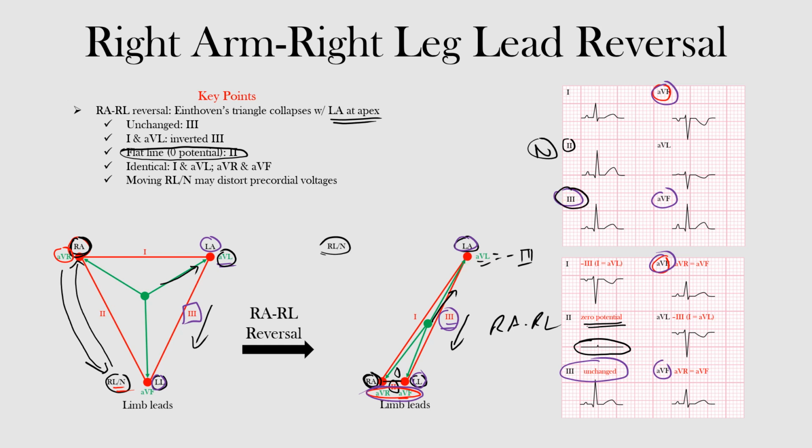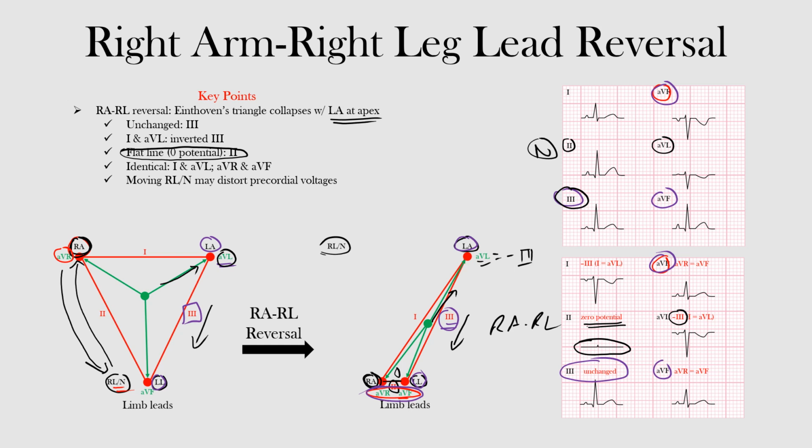So here's lead 3, okay? And here's AVL. We're saying that AVL and lead 1, okay, are pretty much identical. And notice that here is an inverted lead 3. Okay, so hopefully that makes sense. So we said that lead 1 will now essentially be going in the opposite direction to lead 3, and therefore lead 1 will be an inversion of lead 3.